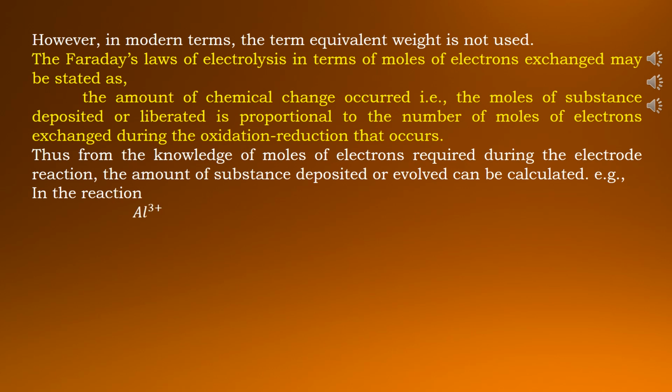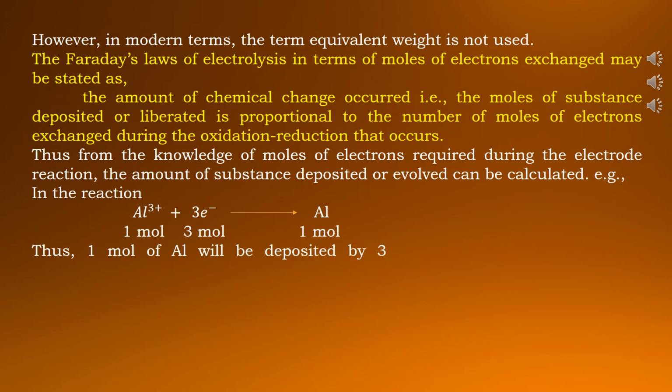Al3+ by gaining 3 electrons changes to Al solid. So here 1 mole of aluminium ions by gaining 3 moles of electrons produces 1 mole of aluminium. Thus, 1 mole of aluminium will be deposited by 3 moles of electrons, or we can say 3 Faradays of electricity, which is equal to 3 into 96500 coulombs of electricity.